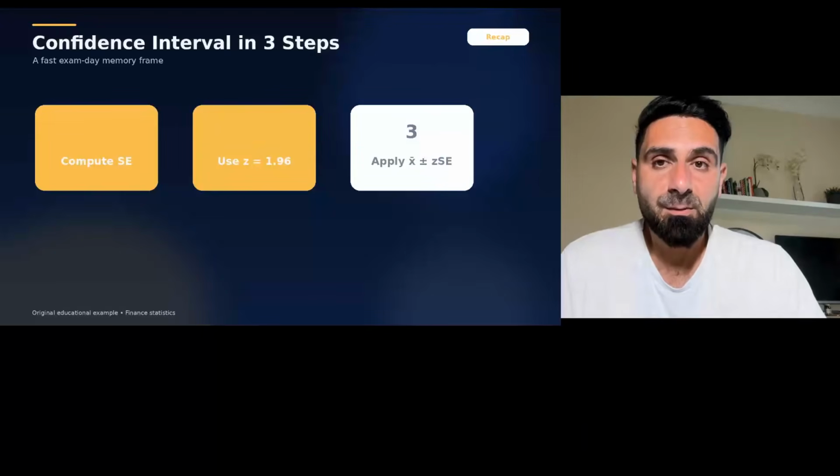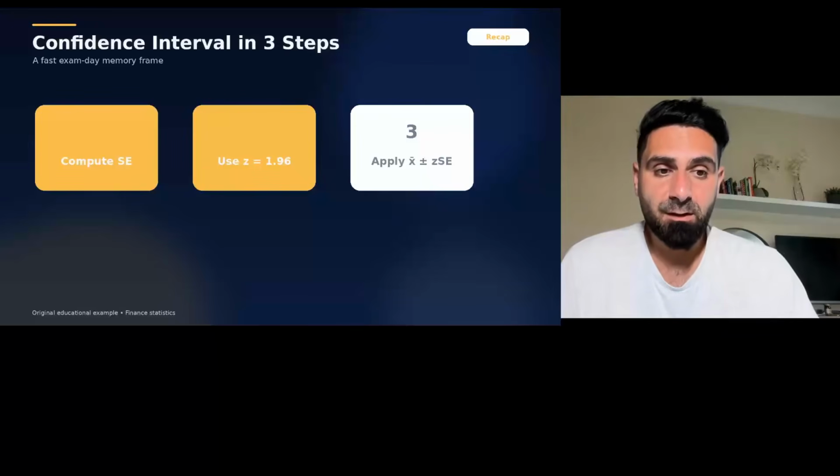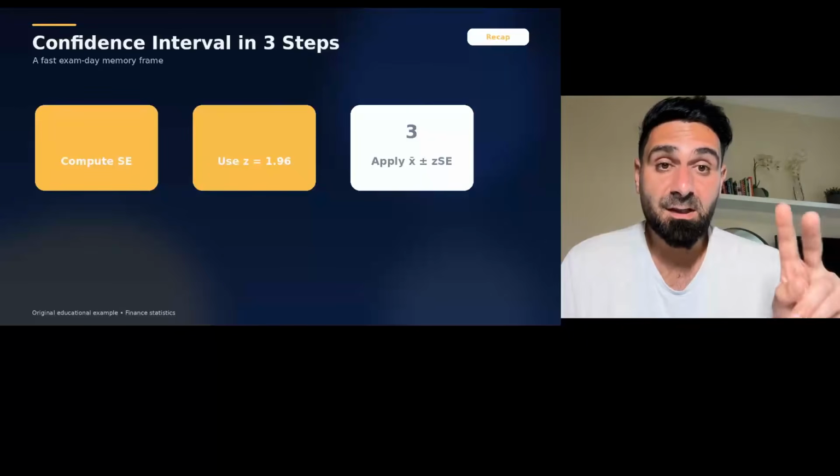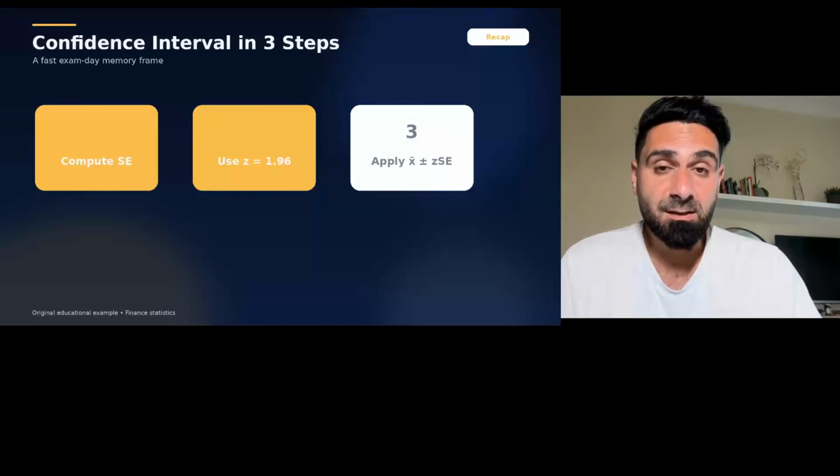So we will summarize the steps of calculating the confidence interval in 3 steps. First, you're going to calculate the standard error, and second, you're going to use the appropriate z-value, which in this case for 5% significance level is 1.96, given that it's a two-tailed distribution. And for the last step, you need to apply the equation x bar plus minus z multiplied by the standard error.